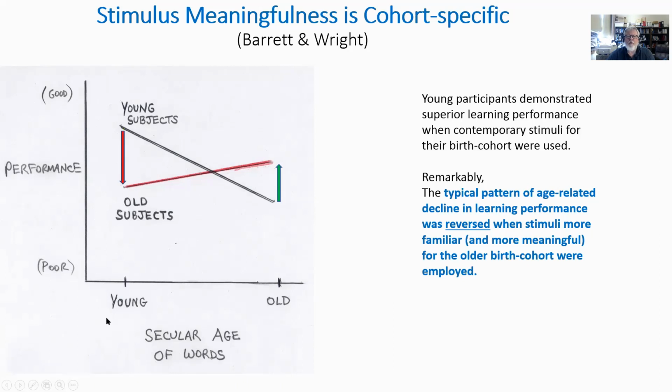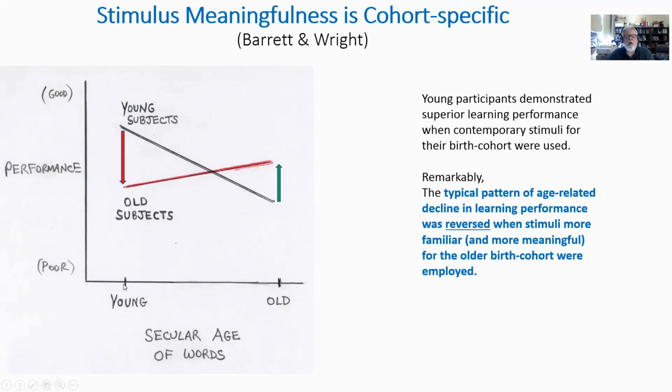And similarly, when we look at the older participants in the study, when they were given words to learn that were from the young list that were less meaningful to the older people, they did quite poorly. But when the words were switched to older cohort or older words that were more meaningful to 70-year-olds, their performance became significantly improved. In fact, what we see in this study is a complete crossover effect, a reversal of the direction of the age differences in learning.